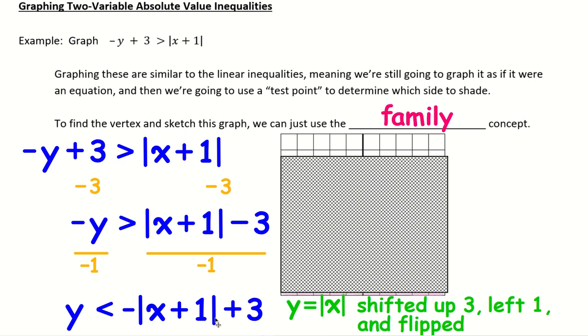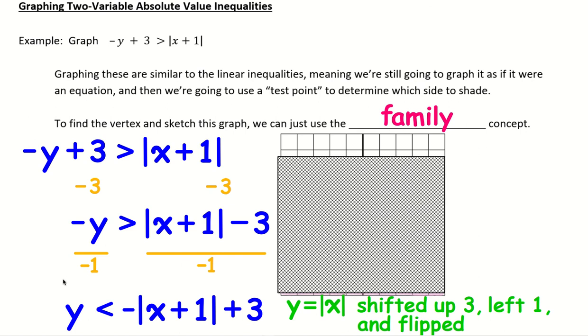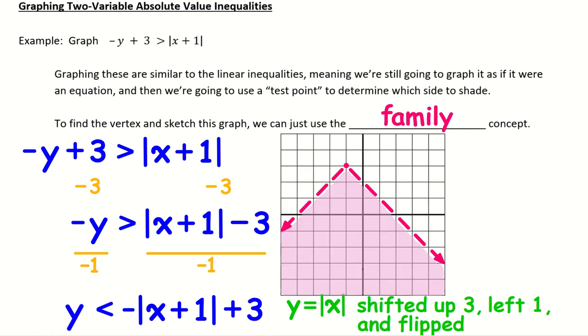so this graph is going to be this graph but shifted up 3, left 1, and flipped upside down. And we're not really going to have to change the slopes technically. That's going to be the v. And it's going to be dashed, and there's going to be shading. And since it's a less than, we're going to shade below the v. So your final graph is going to look like this.